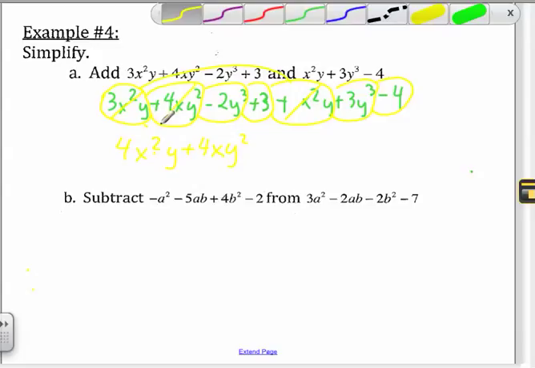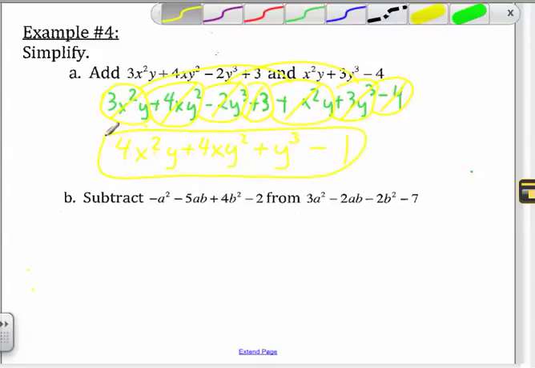This term says negative 2y cubed and positive 3y cubed. So when I put these two together, I just get plus y cubed, 1y cubed. So that one's done, and that one's done. And then the last one says 3 and minus 4. When I put those together, I just get minus 1. Okay? So it's kind of long, but we've combined what we can.